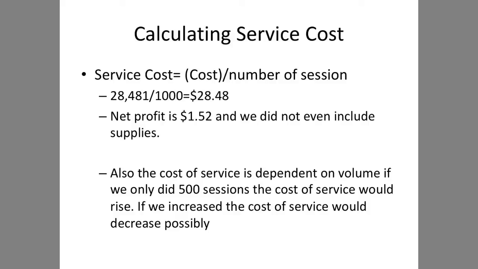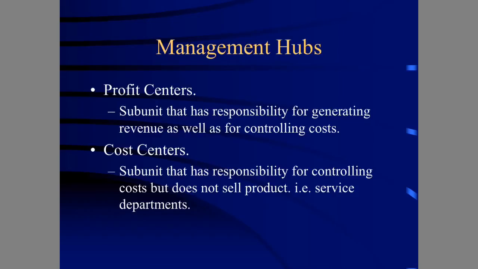But if this service fails and maybe we do half of what we planned, we're obviously going to potentially lose money. So it's really important that, in the pharmacy business or any type of business, we look at the different places as management hubs. We have to look at our profit center, which is the subunit that has responsibility for driving revenue as well as for controlling costs. The main profit center in a community pharmacy is the filling of prescriptions. The cost center is responsible for controlling costs but does not sell product. Example: service departments.